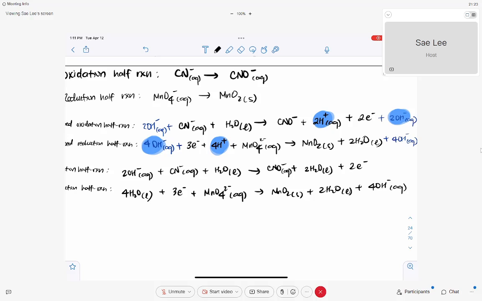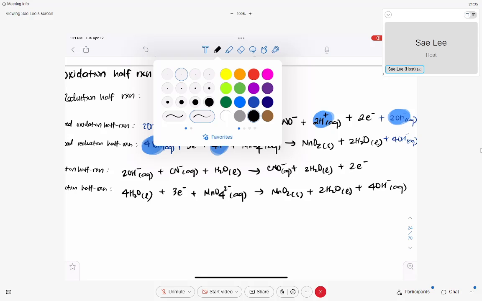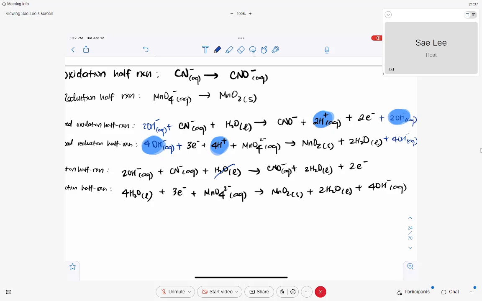Then the next step is canceling out waters that appear on both sides. As you can see, for the oxidation part, you have 1 water here and 2 water here, so you'll be left with 1 water. For the reduction part, you have 2 waters here and 4 waters here, so you're going to be left with 2 water.